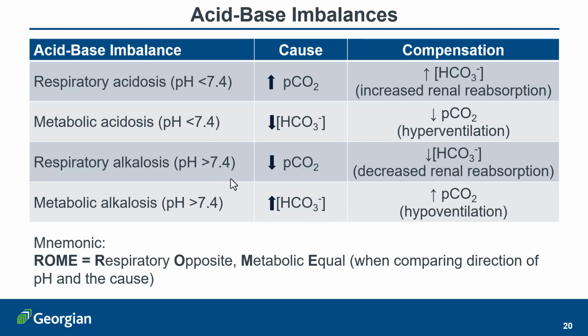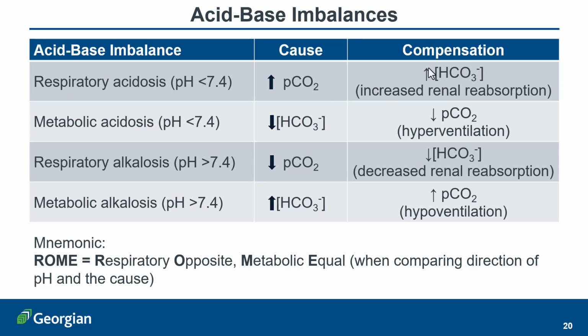Respiratory opposite. For metabolic acidosis, the pH has decreased, and you can see that's because the serum bicarbonate has decreased. Metabolic equal, same direction, pH down, bicarbonate down. And for metabolic alkalosis, the pH has increased up, and that's because the serum bicarbonate has increased up, metabolic equal.